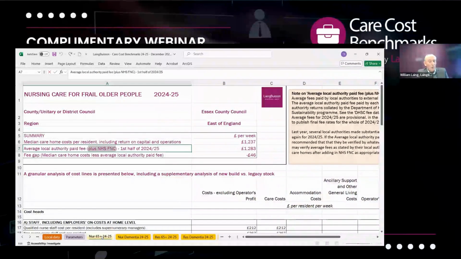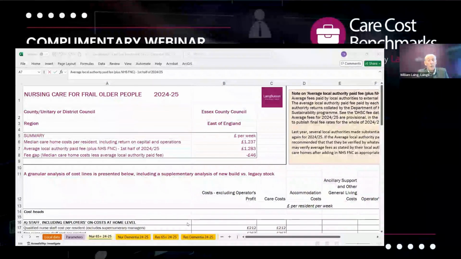What I think has probably happened in this case, although I can't swear to it because I haven't seen the inner workings of Essex's figures, is that they may well have already counted in NHS FNC. So what that's resulting in is a negative fee gap, where in fact it's quite likely, quite plausible, that it is in fact a positive one. So this is something that only affects a minority of local authorities, and probably just a small minority.